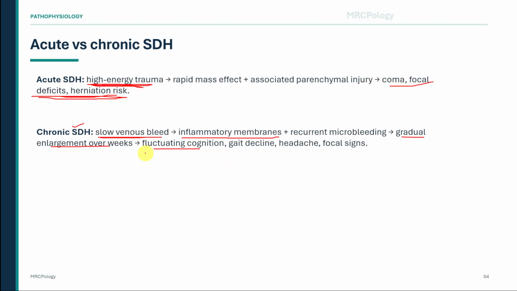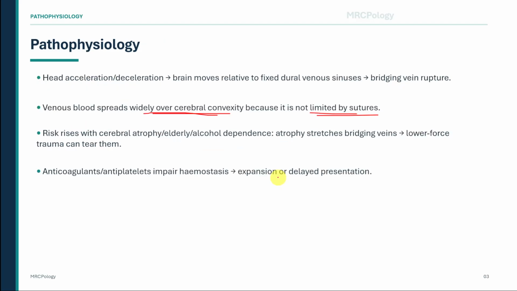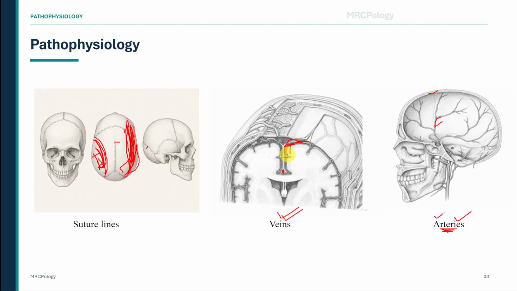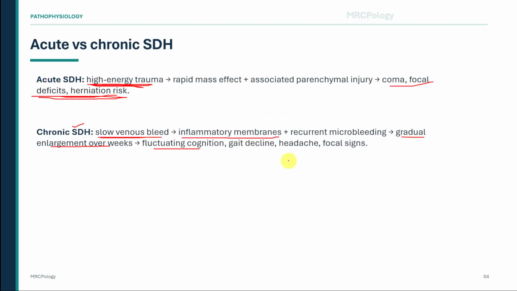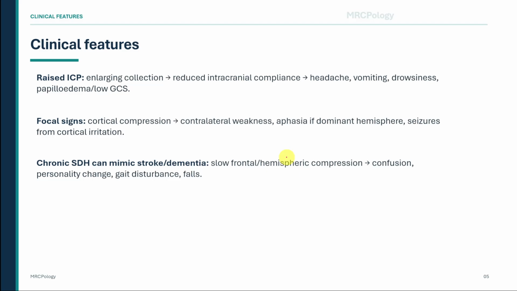The risk is higher in elderly patients and in alcohol dependence because cerebral atrophy stretches the bridging veins. When the brain shrinks slightly away from the skull, those veins become more vulnerable, so even low-force trauma can tear them. Anticoagulants and antiplatelets increase the risk of expansion and delayed presentation because hemostasis is impaired.